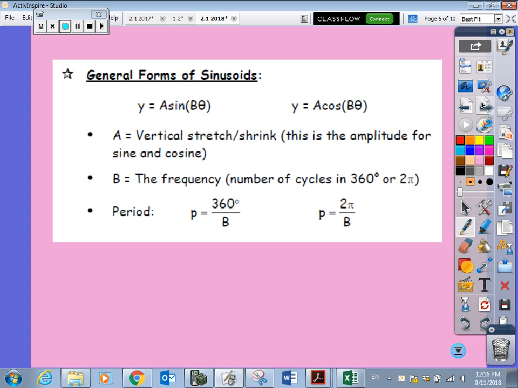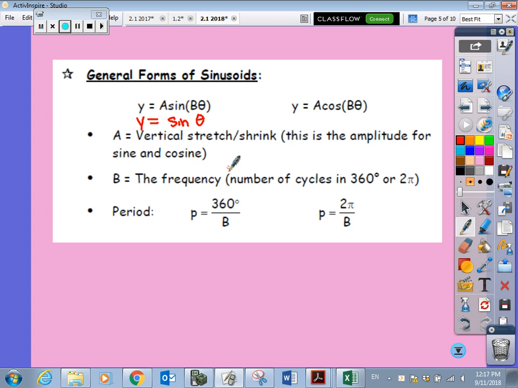And then B, this is what determines, I said a second ago, we can have more than one cycle in a rotation. B tells you the frequency. The frequency tells you how many times there is one cycle, remembering that one cycle does not repeat, between 0 and 360, or 0 and 2 pi. So like what we just did, y equals sine theta, our amplitude for the parent function is 1. Our frequency is 1, which made our period 2 pi, or 360, depending on which one we did.